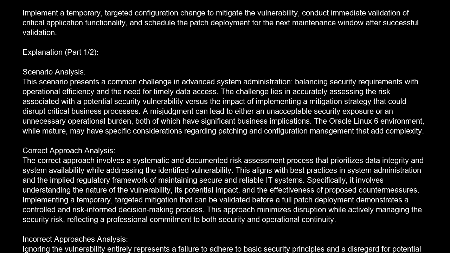complexity. Correct approach analysis. The correct approach involves a systematic and documented risk assessment process that prioritizes data integrity and system availability while addressing the identified vulnerability. This aligns with best practices in system administration and the implied regulatory framework of maintaining secure and reliable IT systems. Specifically, it involves understanding the nature of the vulnerability, its potential impact, and the effectiveness of proposed countermeasures.